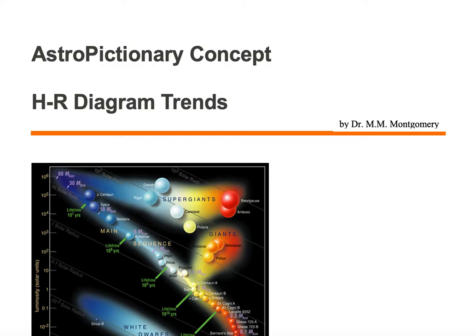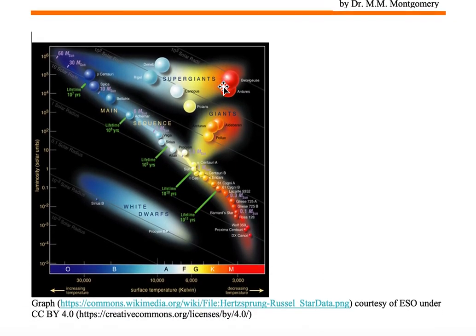In this AstroPictionary Concept video, we're going to go over HR diagram trends. Here we're looking at an example of an HR diagram. We have on the horizontal axis temperature, and on the vertical axis we have luminosity.